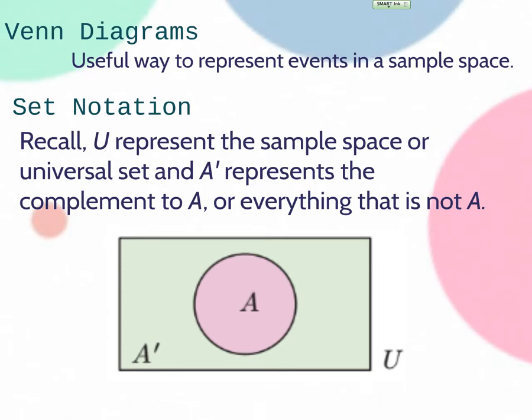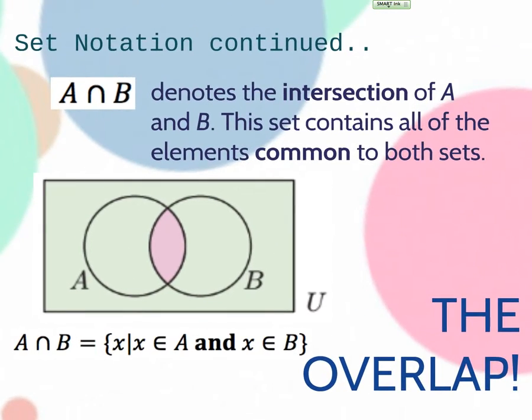So here we've got some of that new notation. A and B are different events. And if you have that upside down U symbol, that's the intersection of A and B. So this means right here, the intersection of A and B. And that contains all of the elements in common to both sets.